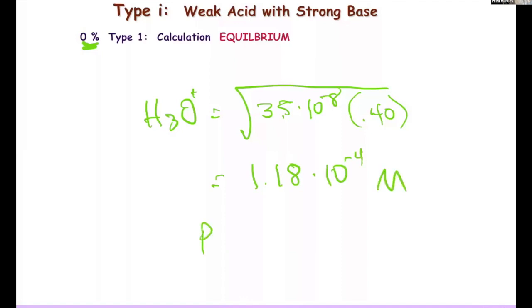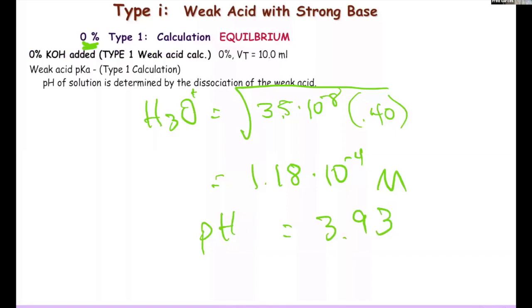And my pH of that particular solution, if I take the log of that and then take the negative of that, is 3.93. Took me less than a minute to calculate that. That's why you've got to know what strategy you have so that you can take the direct route rather than the long route. And that's what you see right here.